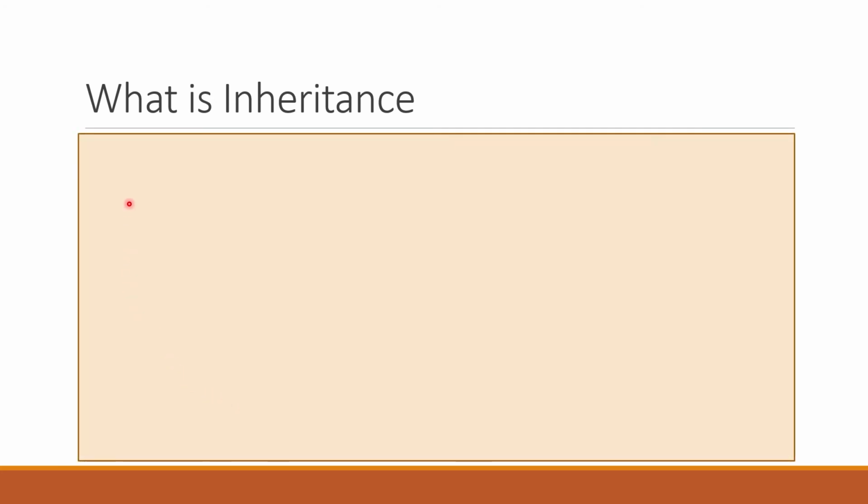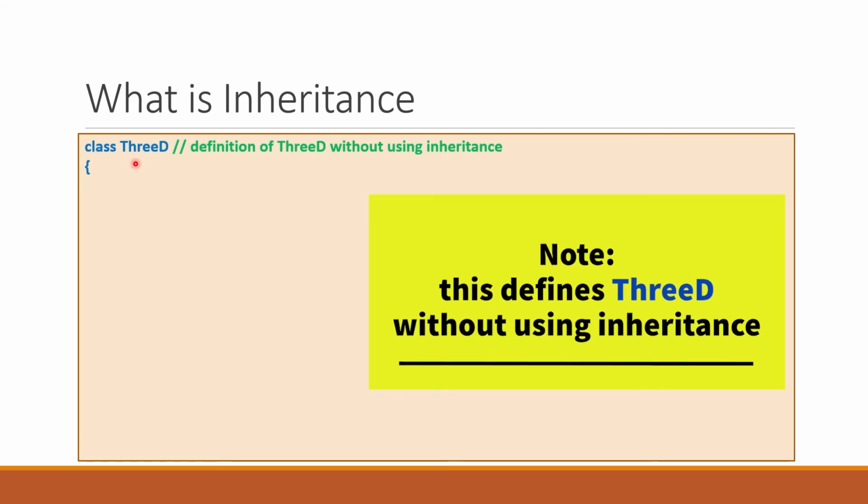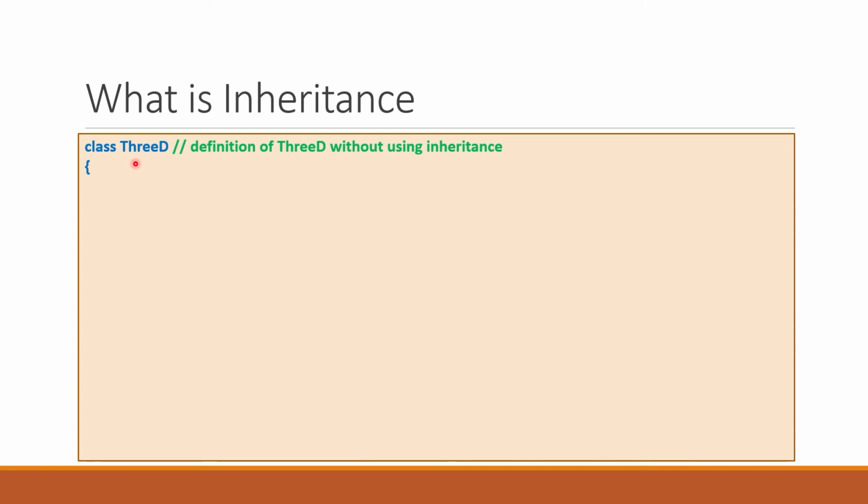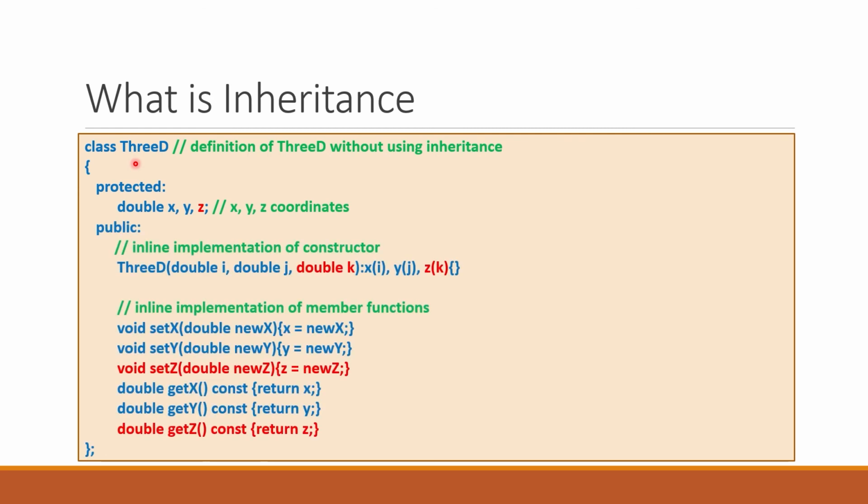Suppose later on we decide to implement a class to deal with points in a 3D space. An intuitive way of implementing this 3D class would be to just copy and paste what we had in 2D and then add in what we need for the third coordinate. So just to be clear, this is the definition of the 3D class without using inheritance.